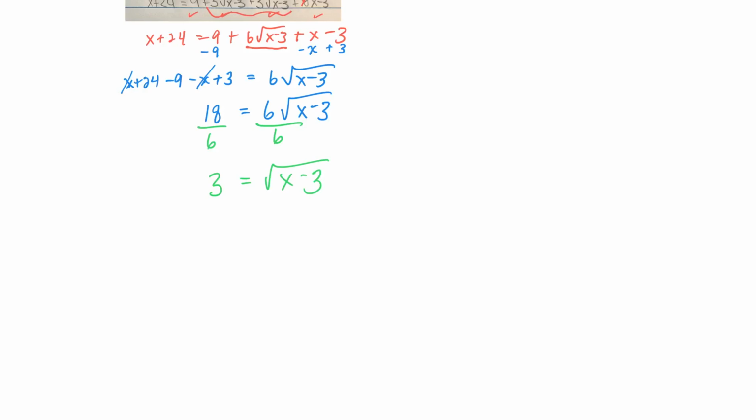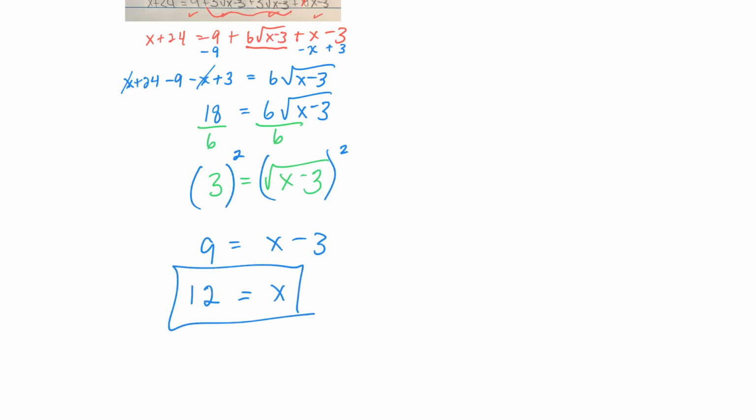Now, let's square both sides. So I'll square this side to get rid of the square root because it's isolated, and I'll square this side. So I'll get 9 is equal to x minus 3. Add 3 to both sides. I get x is equal to 12. We better make sure we check it, though.